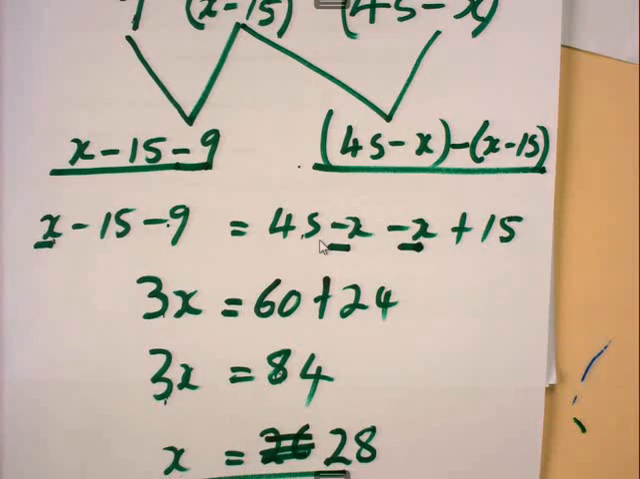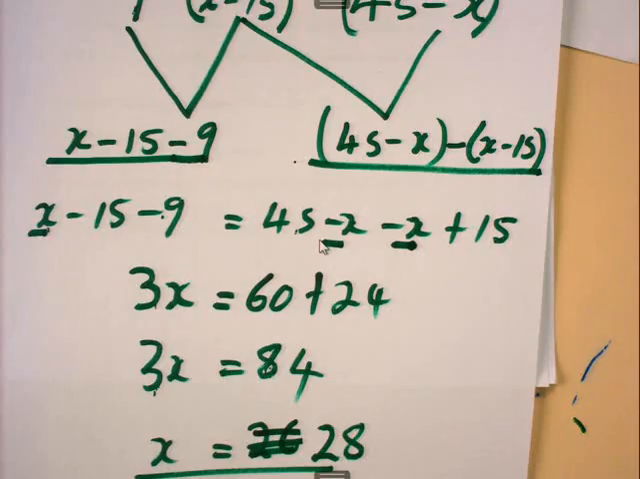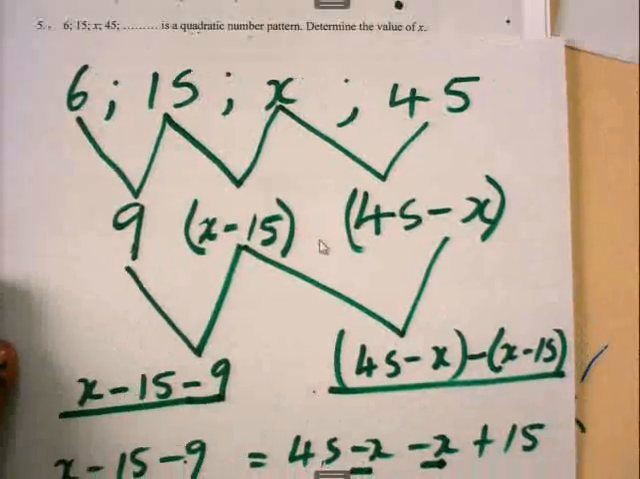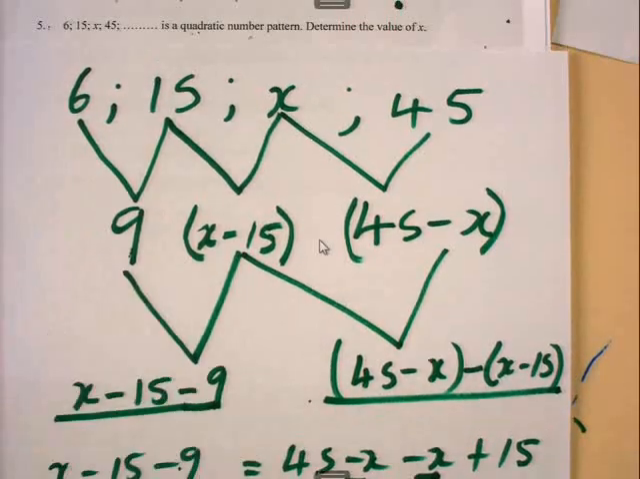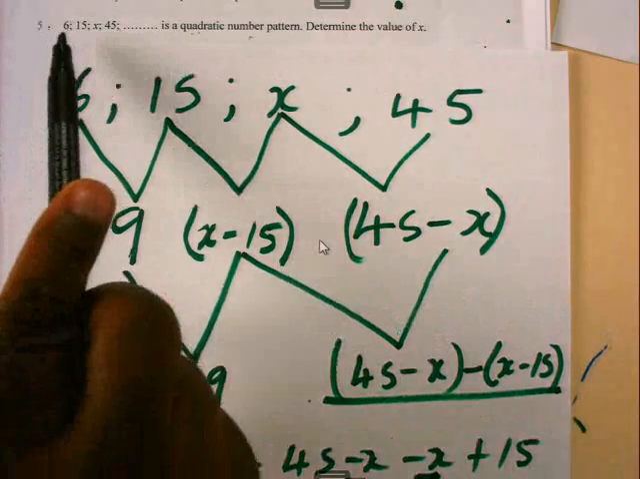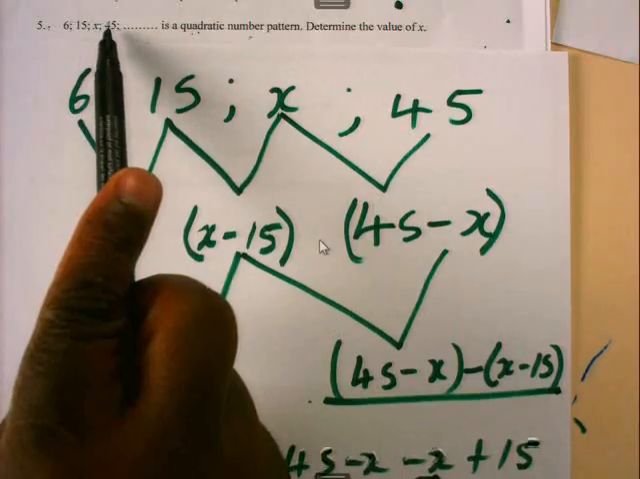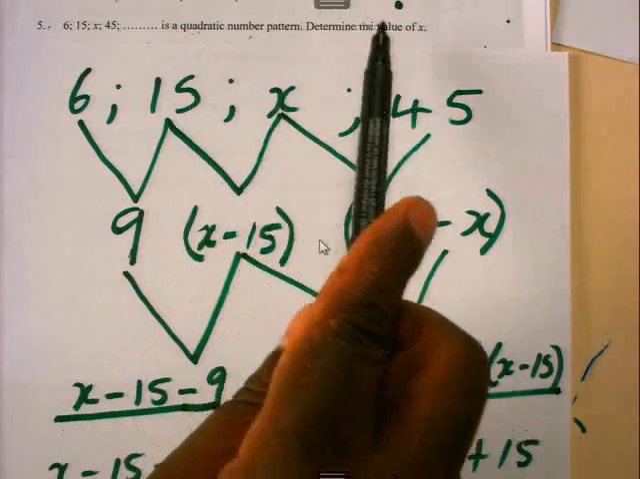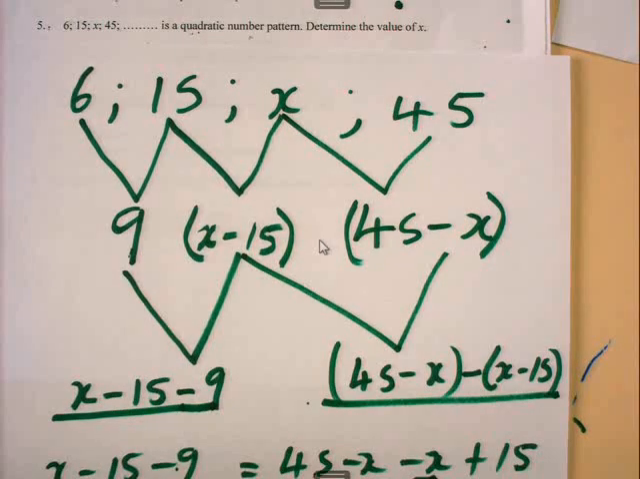Take out your calculators and divide. 3x divided by 3, you've got x. 84 divided by 3 is equal to 28. So we have answered the question: x is equal to 28. You were only given a sequence, and the question states determine the value of x. Here is the question on top: 6, 15, x, 15 is a quadratic pattern. Determine the value of x. Interesting, eh? Thank you very much.